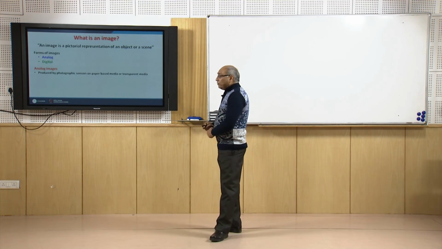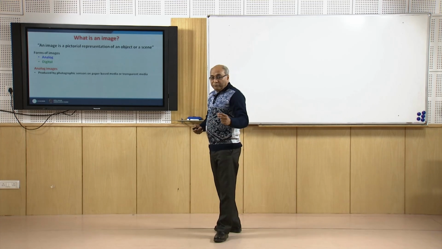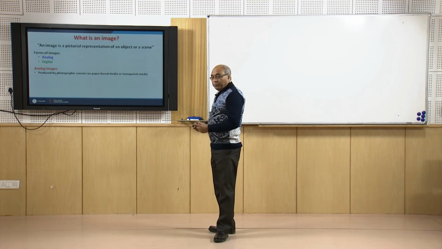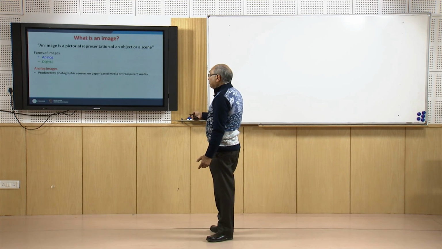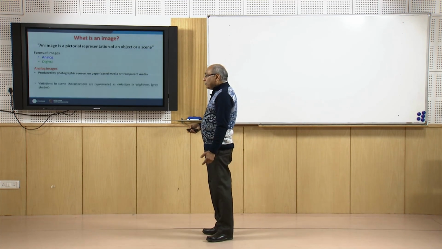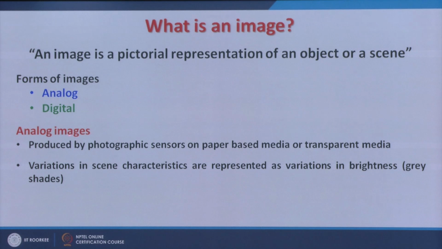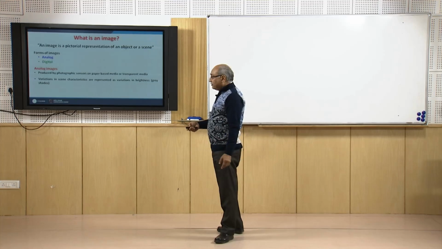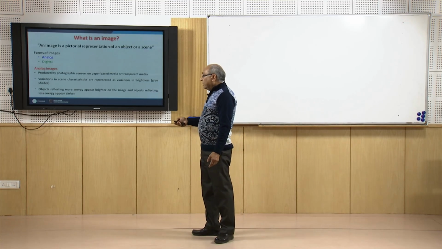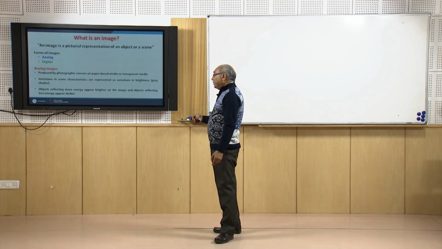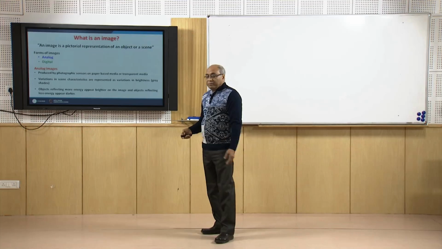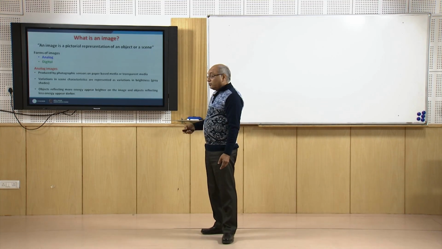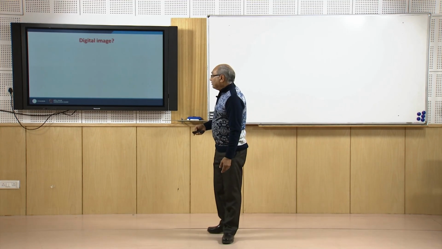Analog images are like photographic ones. Earlier we used to have photographic film, or nowadays we also print, so that is produced by photographic sensors on paper based media or transparent media. Variations in scene characteristics are represented as variations in brightness or gray shades if it is a black and white image. Objects reflecting more energy appear brighter on the image, and objects reflecting less energy appear darker. It is the same concept in the digital image as well.